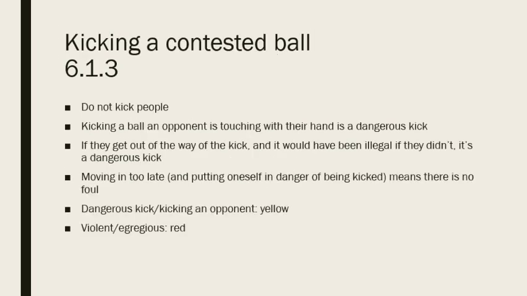All right, kicking a contested ball, everyone's favorite clause. The fundamentals here are: do not kick people. Duh. If you kick a ball that an opponent is touching with their hand, it is a dangerous kick. If they get out of the way of the kick, but it would have been illegal if they didn't, it's a dangerous kick. And if you move in too late and put yourself in danger of being kicked, there's no foul. So if you see them coming in to kick it and then you put your hand there quickly so that they probably would kick you, there's no foul because you put yourself in that danger too late.